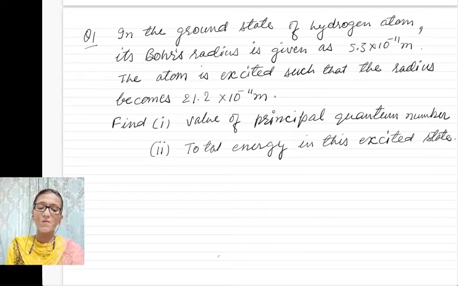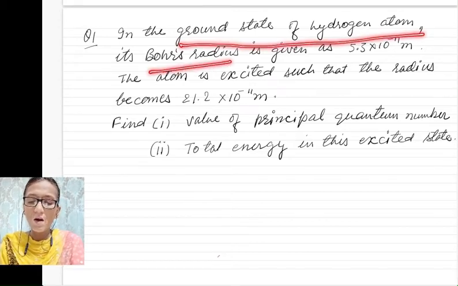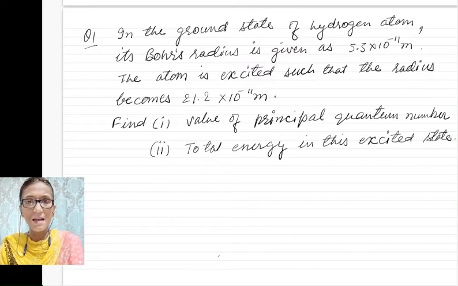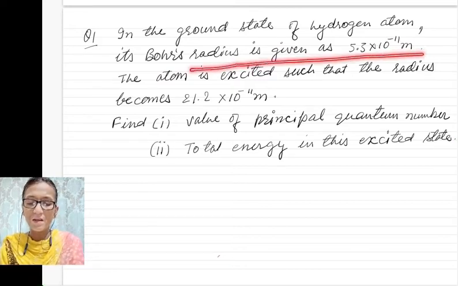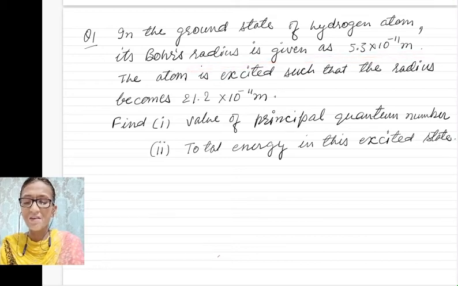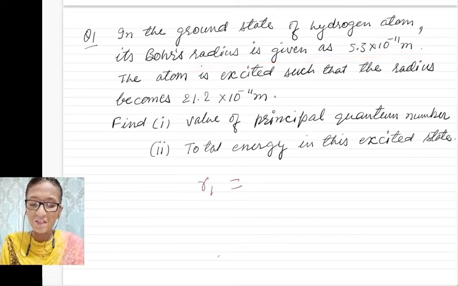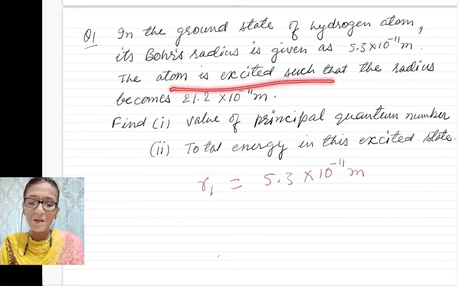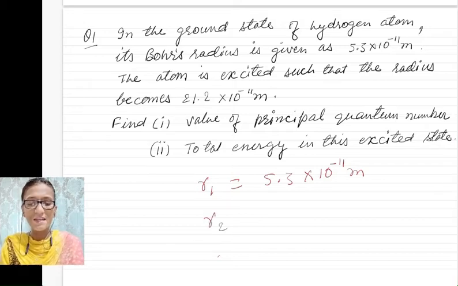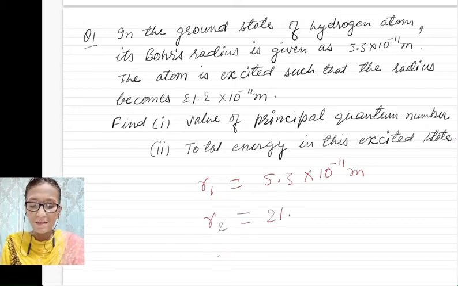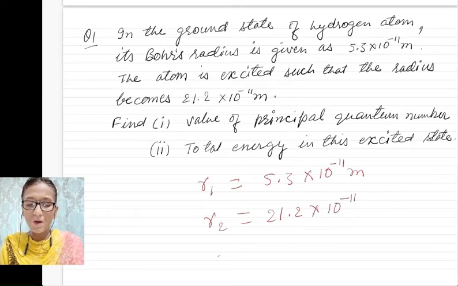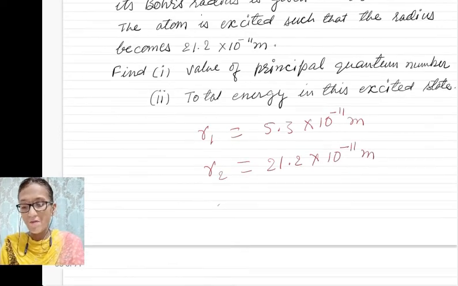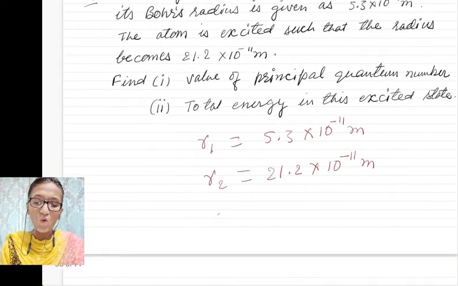Here you have question number 1. In the ground state of a hydrogen atom, the electron is in its first cell. So Bohr's radius is given by this much. Electron is in its first cell, so you should write R1. R1 is equal to 5.3 into 10 to the power minus 11 meter. The atom is excited such that the radius becomes, now the radius has changed. R2 is given as 21.2 into 10 to the power minus 11 meter. Now question number 1.